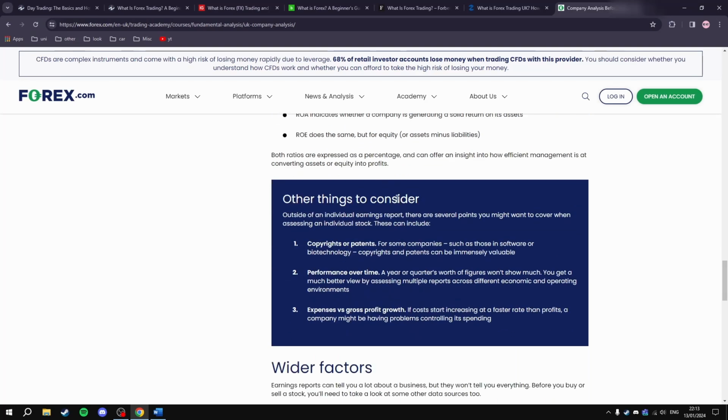Other things to consider. Outside of an individual earnings report, there are several points you might want to cover when assessing an individual stock. These include copyrights or patents. For some companies, such as those in software or biotechnology, copyrights and patents can be immensely valuable.